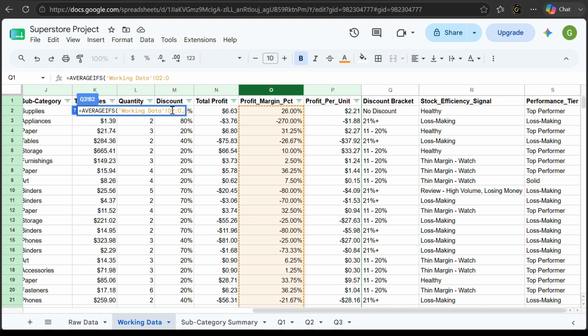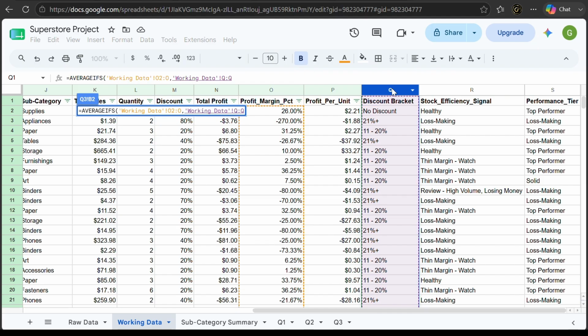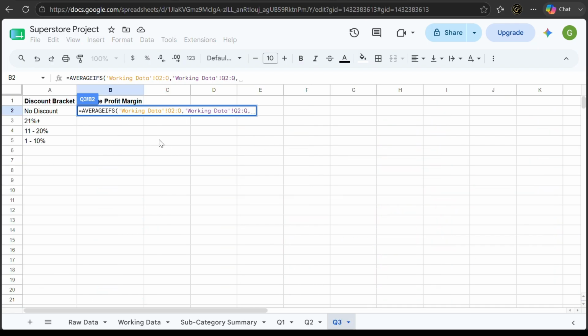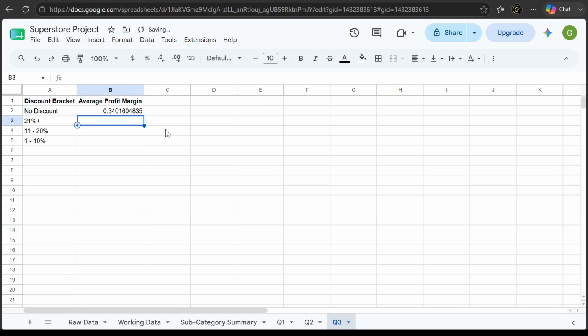Now I'm trying to compare my profit margin percent with my discount brackets that are here. So of course, that's also going to be here. So I'm going to say Q2, and then finally, what cell am I trying to compare the values with? I'm trying to compare them with A2, which is no discount that is here. I'm going to press enter here. So of course I have this, and then I'm just going to drag this down to fill all places.